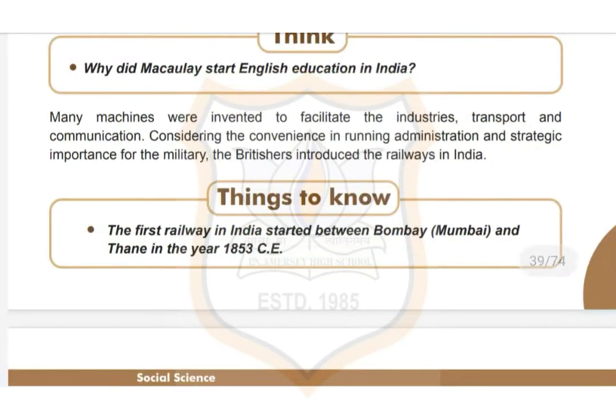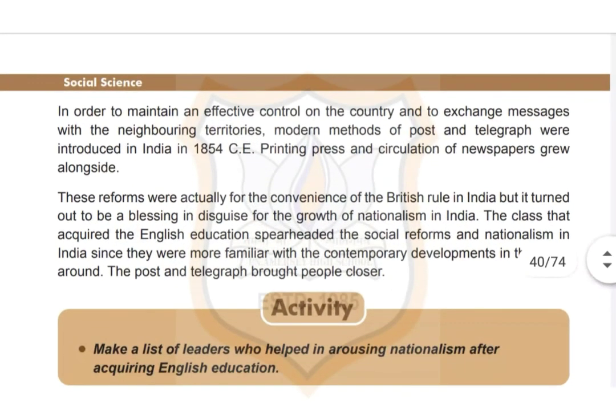Now, many machines were invented to facilitate the industries, transport, and communications. Considering the convenience in running administration and strategic importance for the military, the Britishers introduced the railways in India. Now, in order to maintain an effective control on the country and to exchange messages with the neighboring territories, modern methods of post and telegraph were introduced in India in the year 1854 CE. Printing press and circulation of newspapers grew alongside.